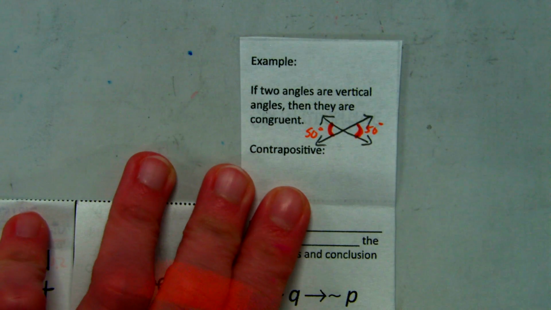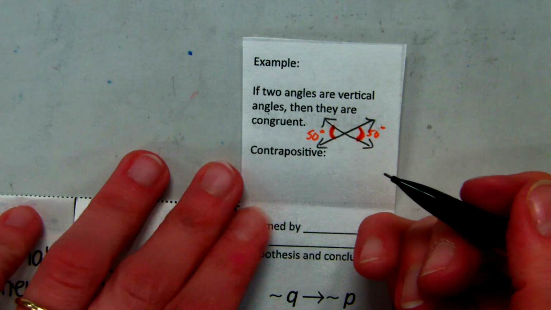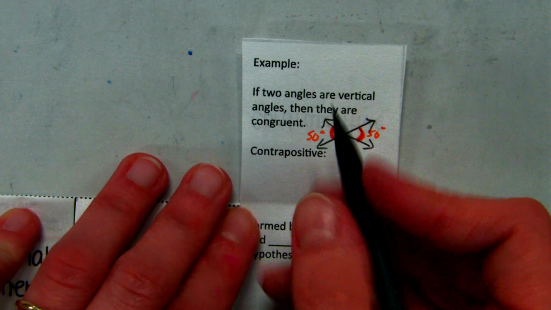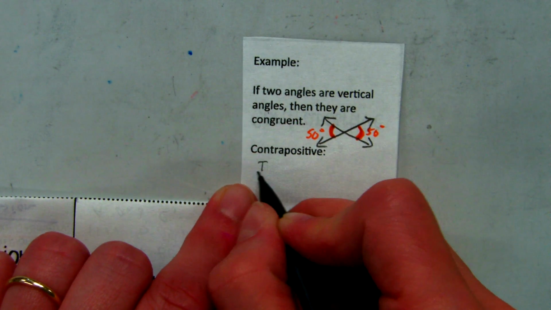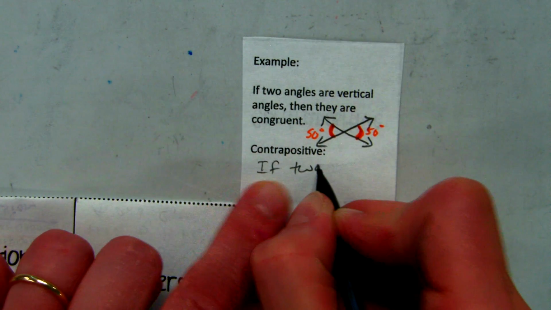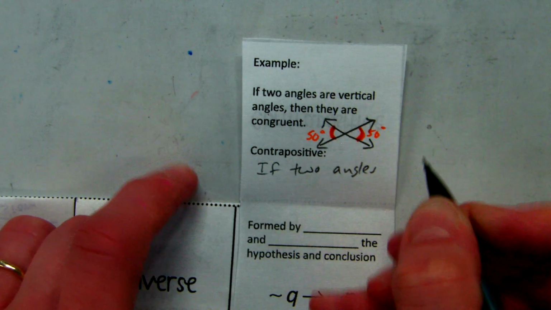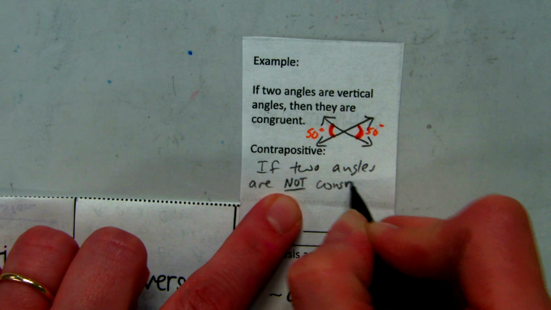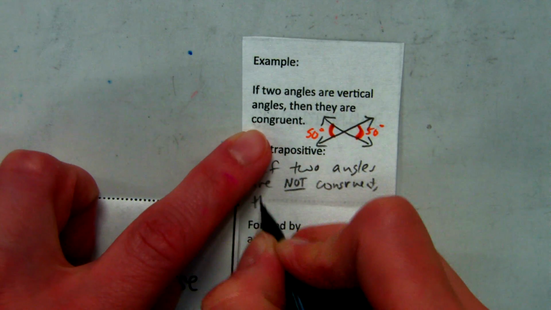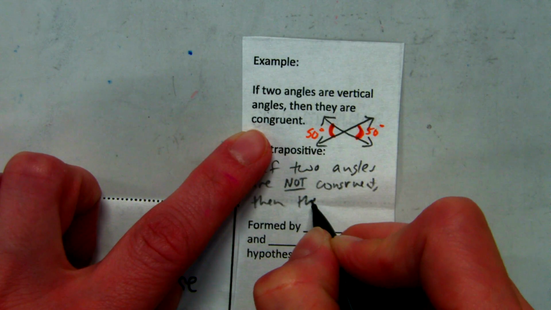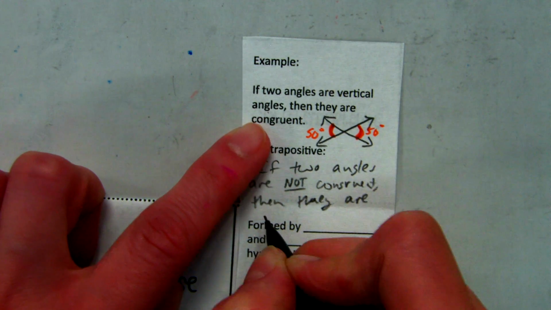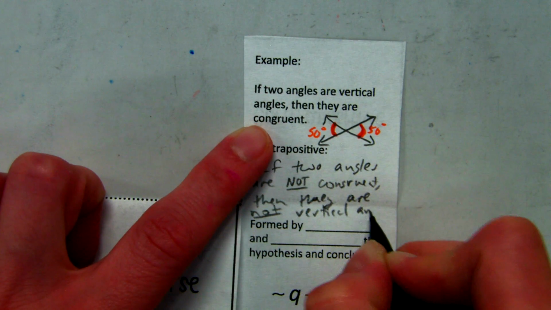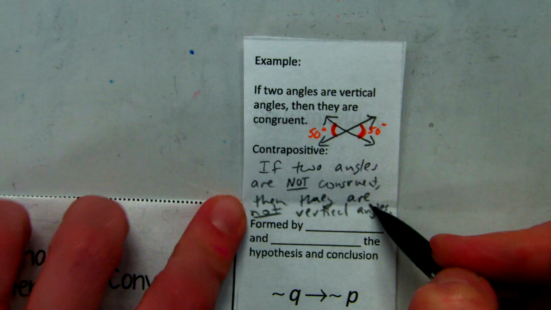Okay, so if we're going to write the contrapositive, what we do is we switch the if and then, and we negate everything. So we're going to say, if two angles are not congruent, then they are not vertical angles.